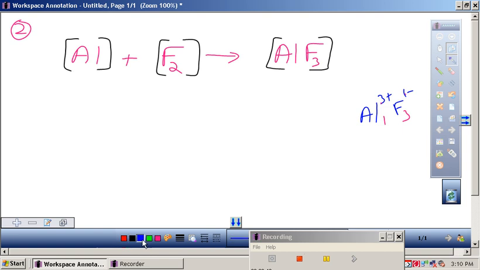Okay, so I have 3 fluorines on the right and 2 on the left. So my least common multiple is 6. So I need 6 fluorines on each side. So a 3 in front, 3 times 2 is 6. And 2 times 3 is 6. But now I have 2 aluminums. I need 2 over there. And now I have a balanced equation.